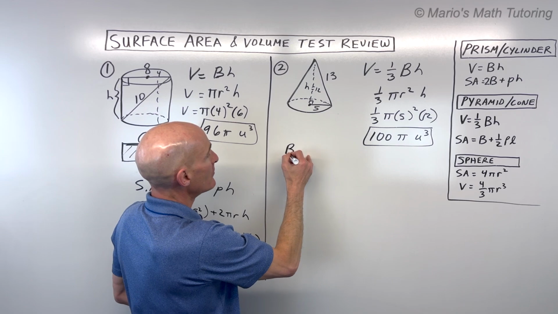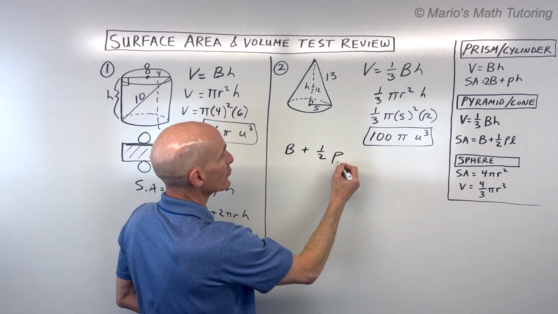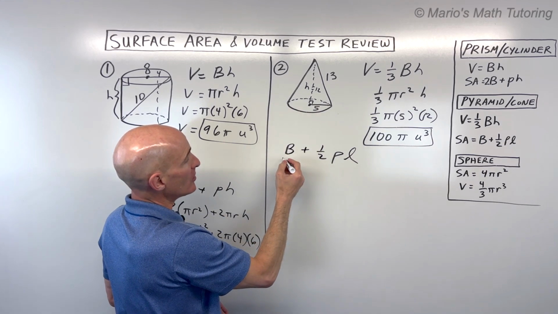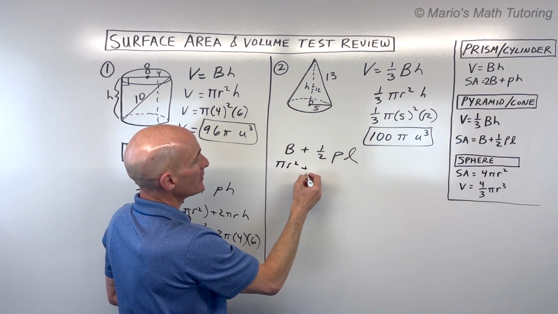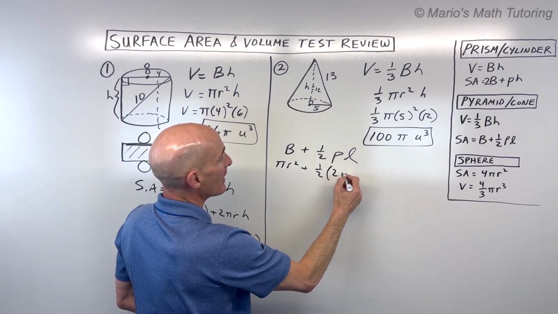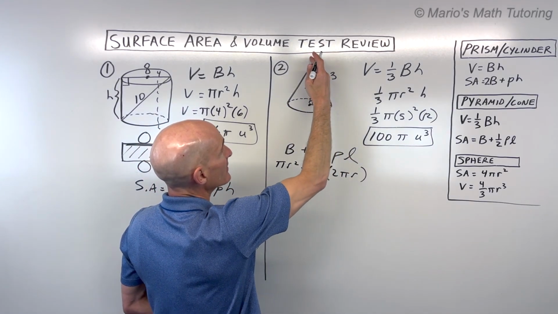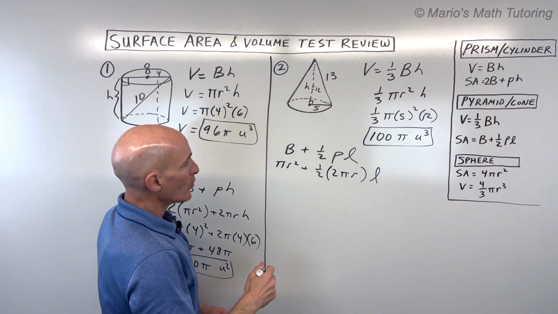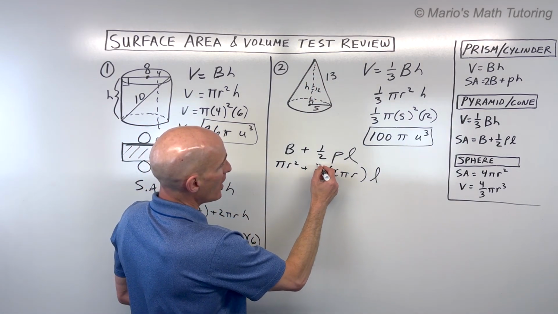It's the area of the base plus 1/2 the perimeter of the base times the slant height. Now, the base is a circle, so we're going to do pi r squared. The perimeter of the base, that's the circumference, which is 2 pi r. And then the slant height, that's this height right here, the diagonal or leaning height. So you can see 1/2 times 2, that's 1, so that cancels out.